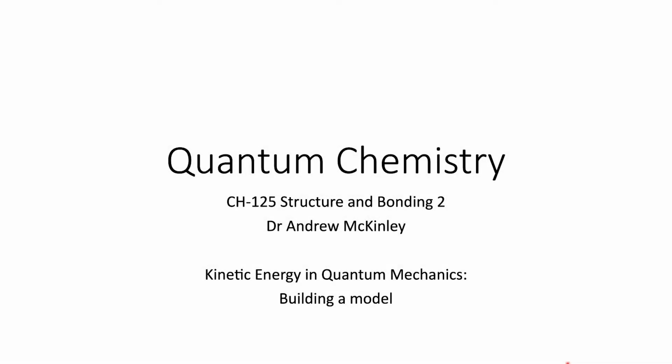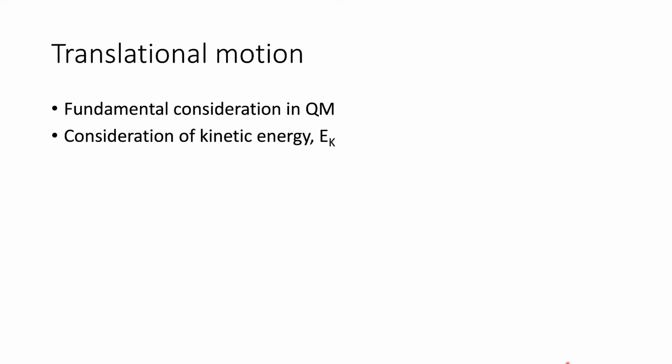In this session, we're going to be looking at the principles of starting to build a model in quantum mechanics, and in particular we're going to be focusing on kinetic energy. So in chemistry we think of four main levels of energy. We think of translations, rotations, vibrations, and electronic transitions. We're going to go through all of these in turn in quantum mechanics, but to start off we're going to look at translational motion. It's a fundamental consideration in quantum mechanics and concerns the application of kinetic energy.